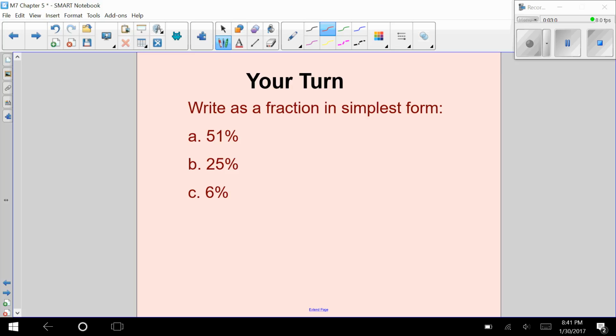All right, 51% is written as 51 over 100, and then that does not simplify. 25% is 25 over 100. That simplifies to 1/4. And 6% is 6 over 100, which simplifies to 3 over 50.